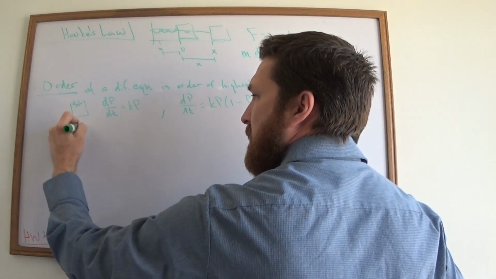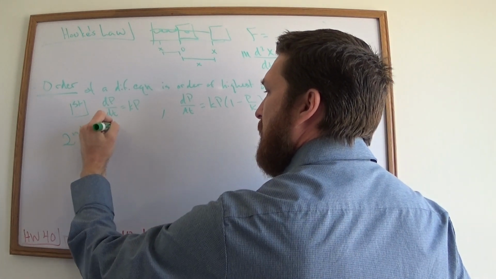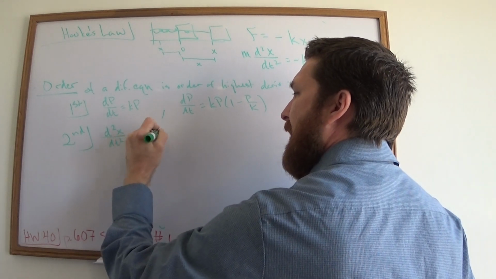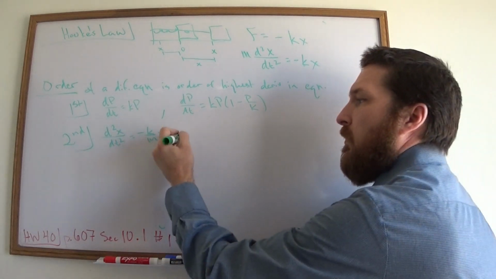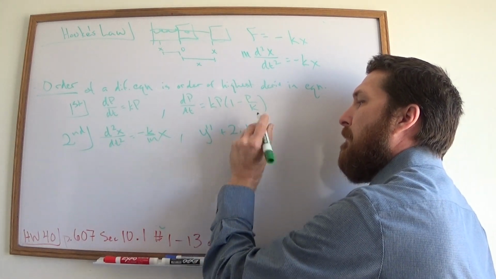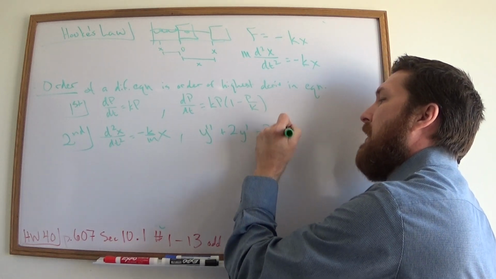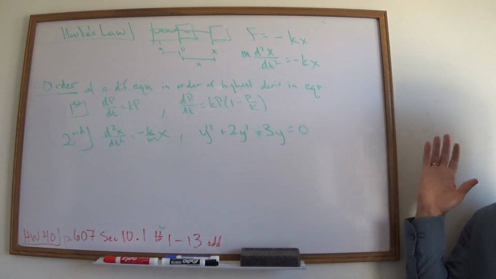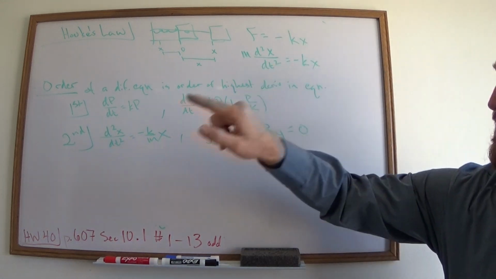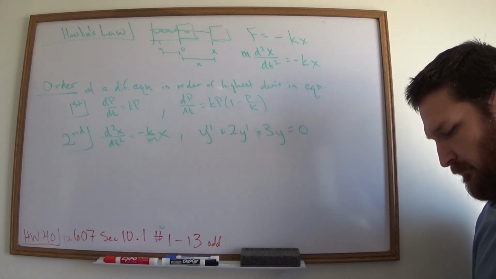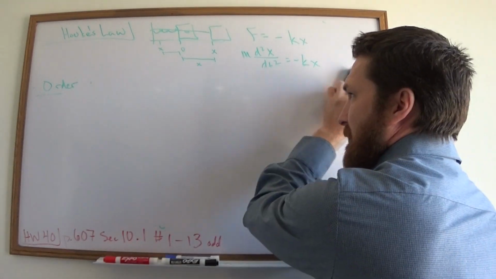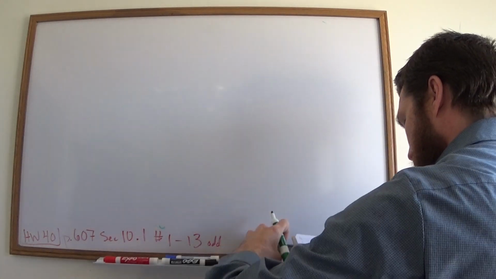Second order, here's an example, is this guy. d squared x dt squared equals negative k over m times x. Or like we saw a second ago, y double prime plus 2y prime minus 3y is equal to 0. It's an equation. It has an unknown function. It has derivatives. The highest order is a second derivative, so it's a second order differential equation. Okay? Just definitions. A lot of this today is just definitions.